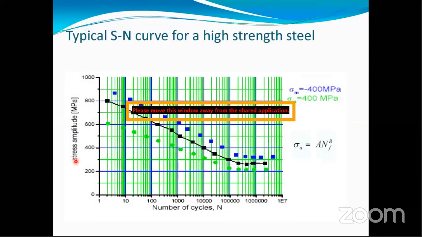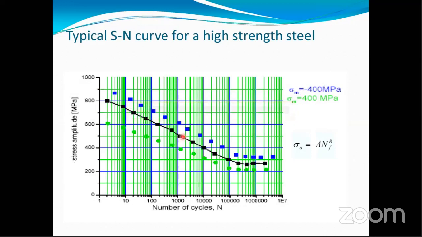Here you can see we plot stress amplitude versus number of cycles. Here, for example, is a sample case. This is a mean stress of 400 MPa, a positive mean stress. Blue is the negative mean stress, and black represents zero. As described earlier, you can see that positive mean stress is bringing the life down.